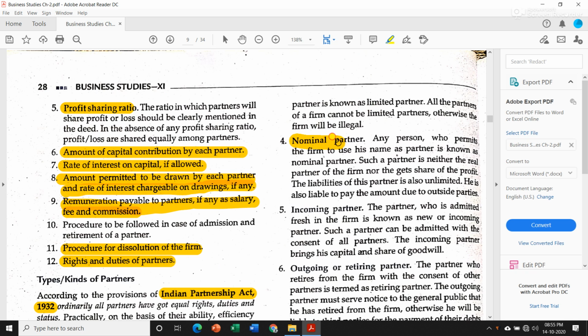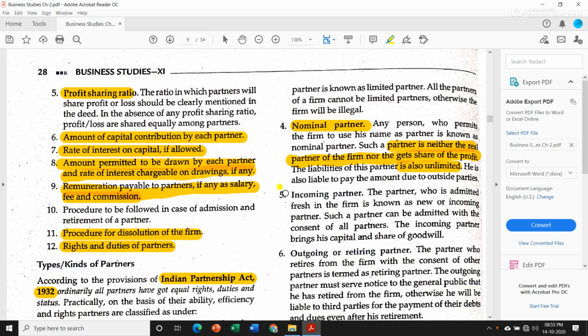Then nominal partner. Now nominal means only for the namesake. This partner only allows the firm to use his name. Now this kind of partner is not a real partner of the firm, nor does he get a share of profit. The liability of this partner is also unlimited. He is also liable to pay the amount due to outside parties.